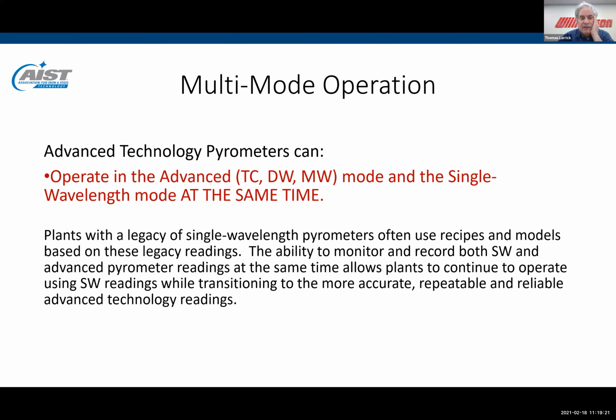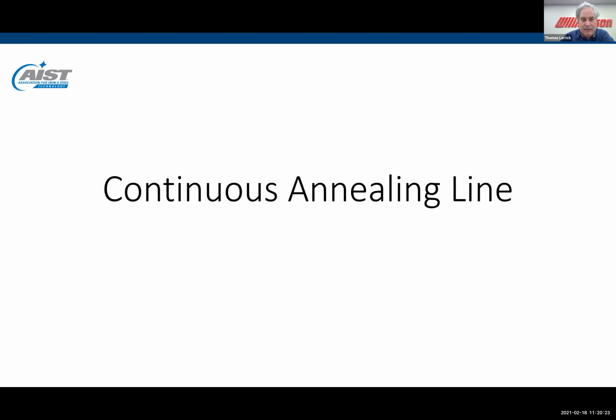Another thing about these advanced technologies is for customers who are accustomed to using single wavelength pyrometers, if you replace those with an advanced technology pyrometer, you may be getting a different temperature reading, which would render all of your recipes obsolete. And so what customers do is they put the advanced technology pyrometer in the single wavelength mode, and they control the process off the single wavelength readings. But these pyrometers can operate in two modes at the same time. So while you're continuing to control the process using your familiar single wavelength readings, you're also logging what the multi-wavelength reading would have been so that you can update your recipes for the new values. And after 3 or 6 months of running with both modes, then you can create your new recipes and run using the advanced technology. So now on to the continuous annealing line measurements.